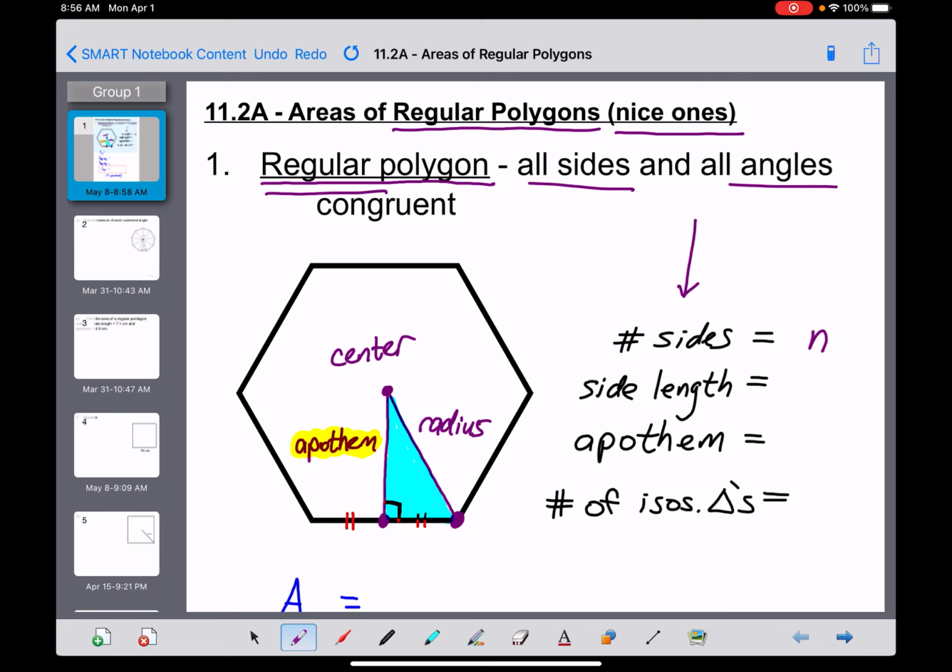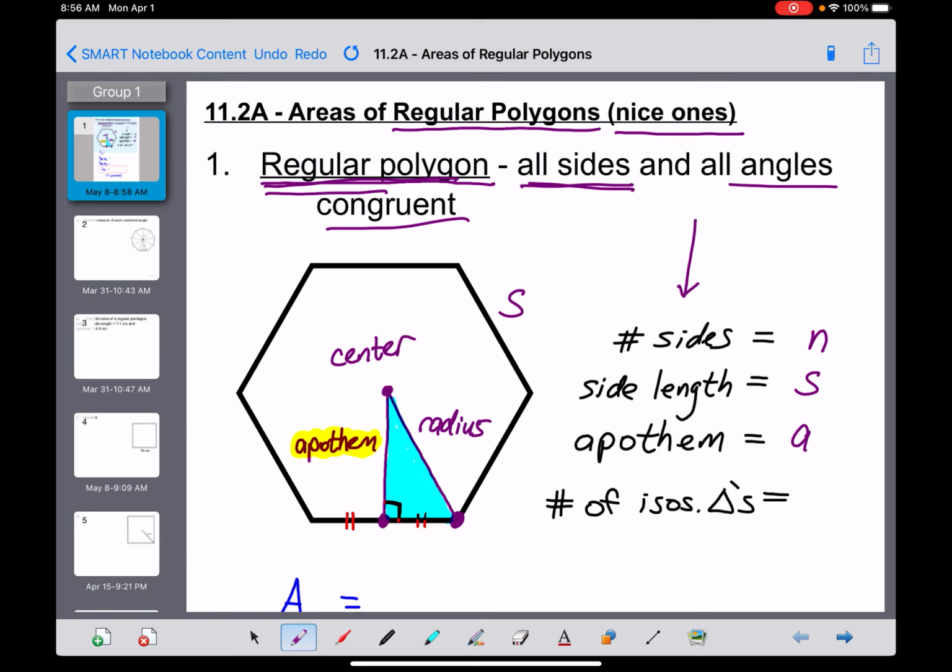Now the side length here, remember that if this is a regular polygon, all of the sides are going to be congruent. So we're going to say that each side length is going to have this generic variable called s. And again, that will change from problem to problem. The apothem, that length is simply going to be called a. That makes some sense right there.